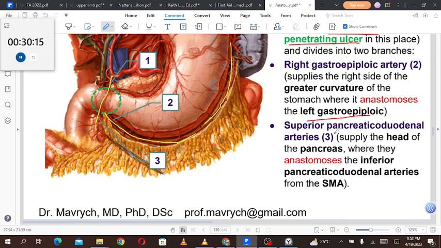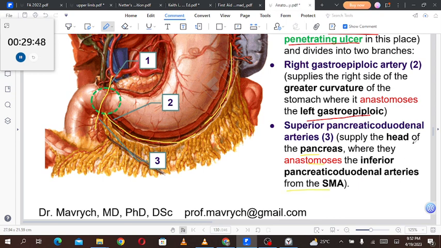And the second branch is the superior pancreatico-duodenal artery, which supplies the head of the pancreas. The superior pancreatico-duodenal artery will be coming into the pancreatic head over there. This is the pancreas. So the pancreatic head will be supplied by the superior pancreatico-duodenal artery, a branch of the gastroduodenal artery. It supplies the head of the pancreas, where it anastomoses with the inferior pancreatico-duodenal artery from the superior mesenteric artery.